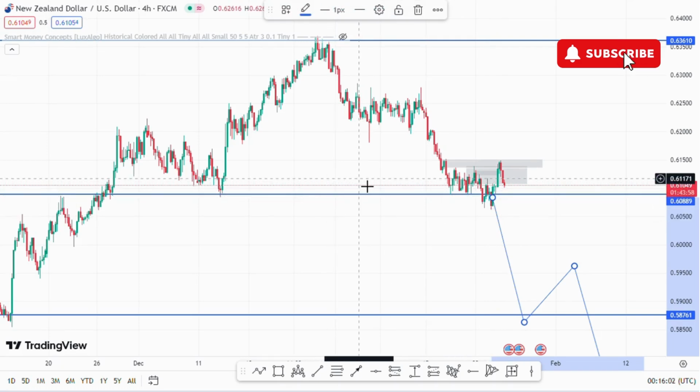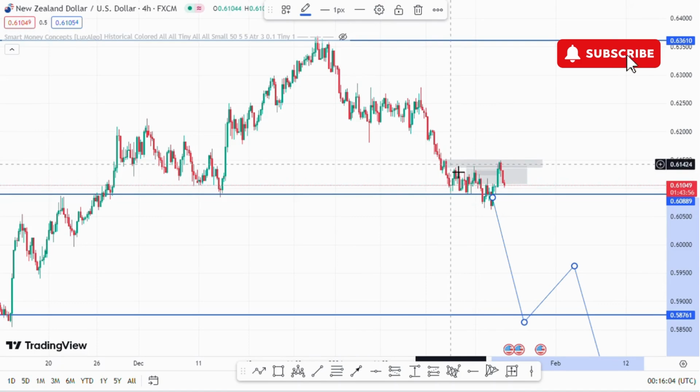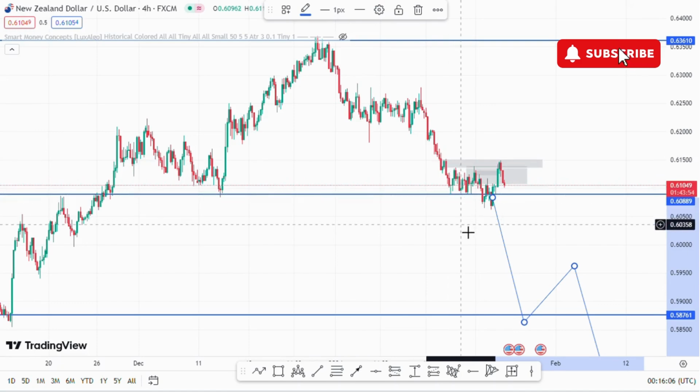But I'm going to break down what I did here. Why did I pick this zone? It is because the market has what we call liquidity. The market clears liquidity from one point, and it's going to clear liquidity from the other point.